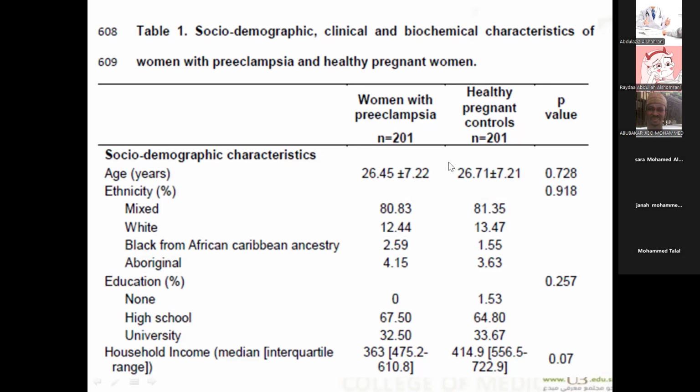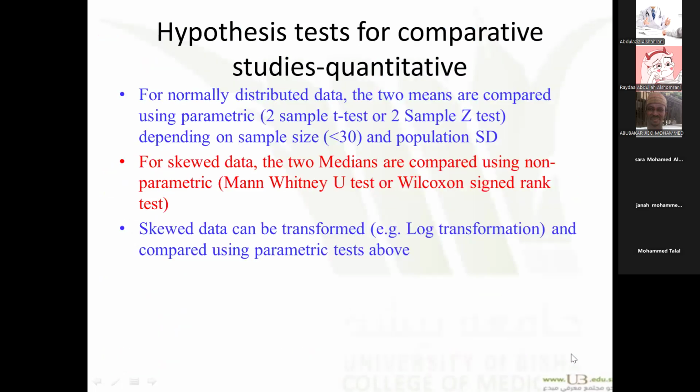So you make the comparison in terms of their age. You look at the age, and we have the mean of each group. Then we have the ethnicity and so on. Now, look at the education. Then we have the comparison based on chi-square. You can see none of which is statistically significant. Hypothesis tests for comparative studies.